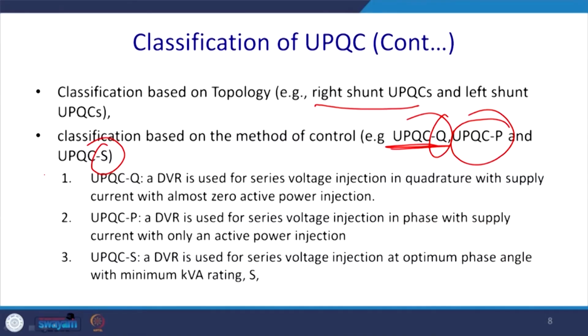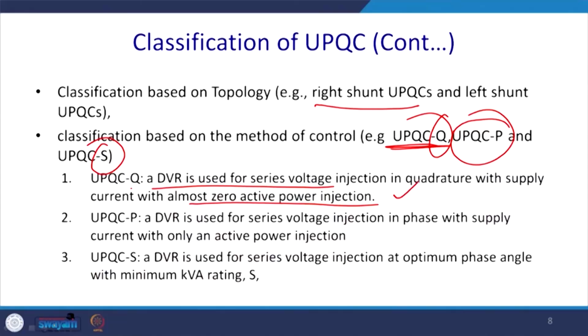And then we can have a UPQC-S, which tries to optimize the kVA rating of this circuit; it can play either role. UPQC-Q is a DVR used for series voltage injection in quadrature with the supply current with almost 0 active power injection, and thus it is required to just meet the losses of the switches and other non-linearities, like inductors and capacitors, which all have series resistances.